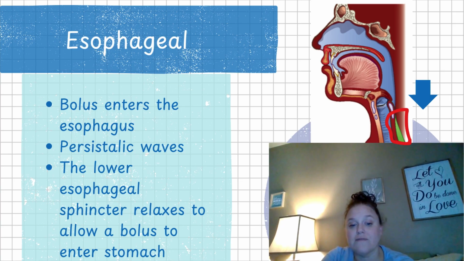Finally, the lower esophageal sphincter will relax to allow the bolus to enter into the stomach and recontract in a timely manner to prevent reflux from happening to the patient.